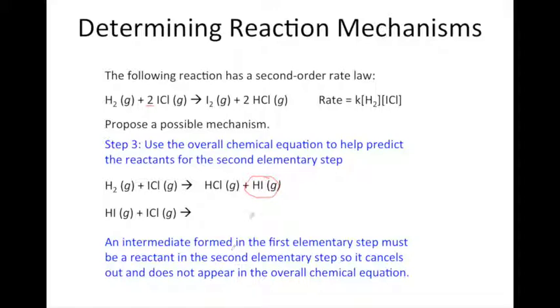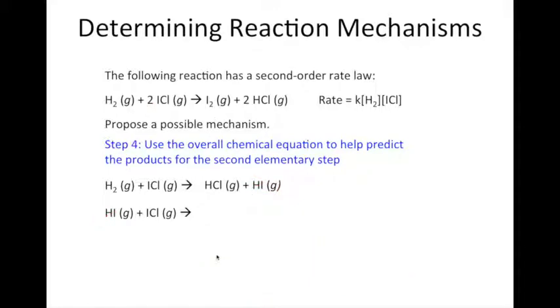HI is an intermediate, so if we form it in one step, we have to have it over here so it would cancel out. Because remember, our elementary steps must add up to give us the overall equation. Now, fourth step, we need to get the products for our second elementary step. Now, what could they be?